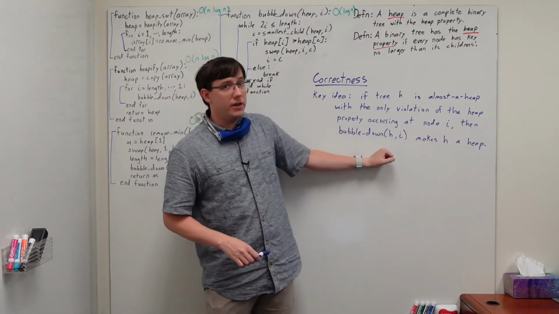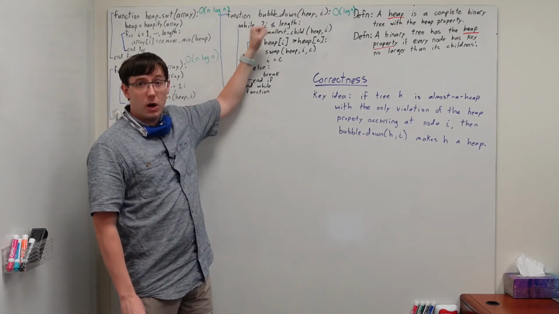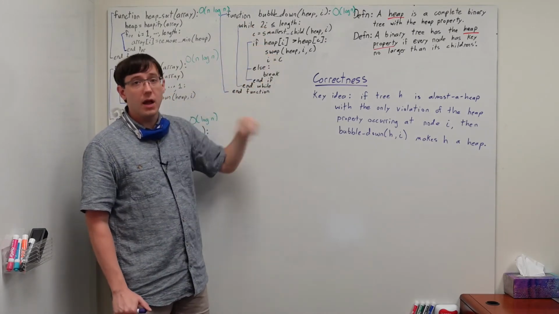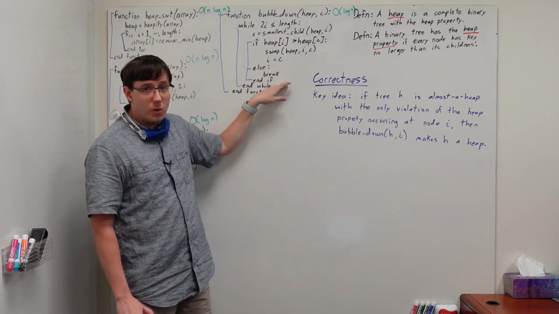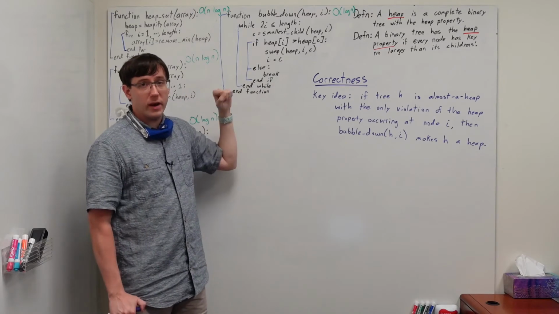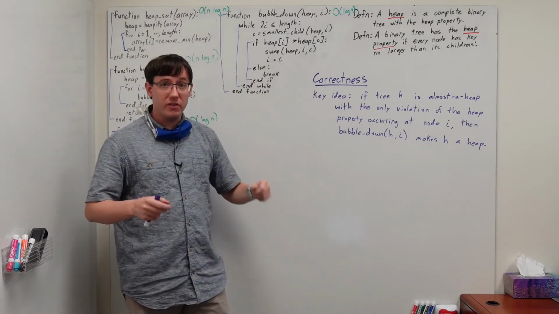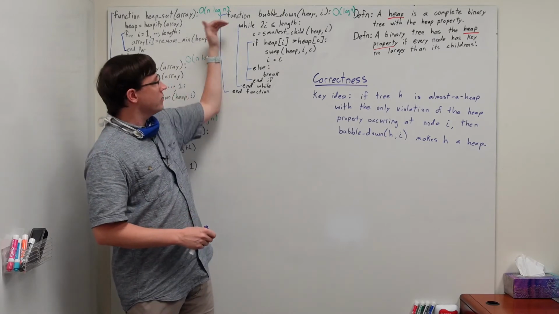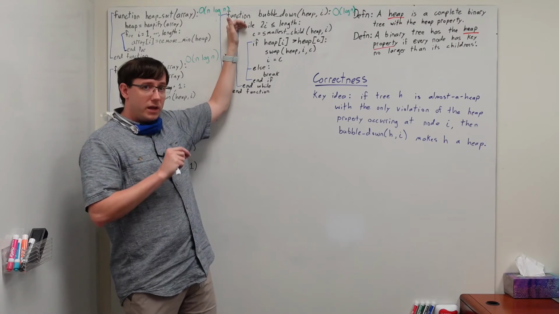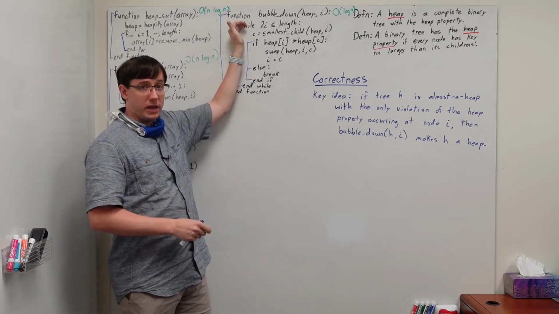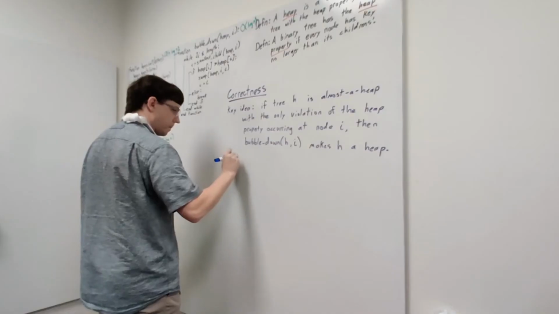And so we can prove this by thinking about a loop invariant for our bubble down function. A loop invariant is some property that is true every time we get to a particular point in the while loop. And specifically, the invariant we want to show here is that every time we get to the top of the loop, the only violation of the heap property, if there is one, occurs at node I.